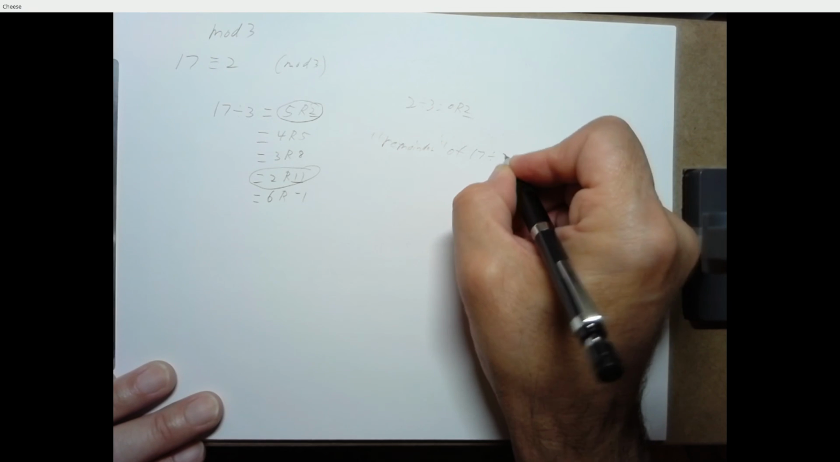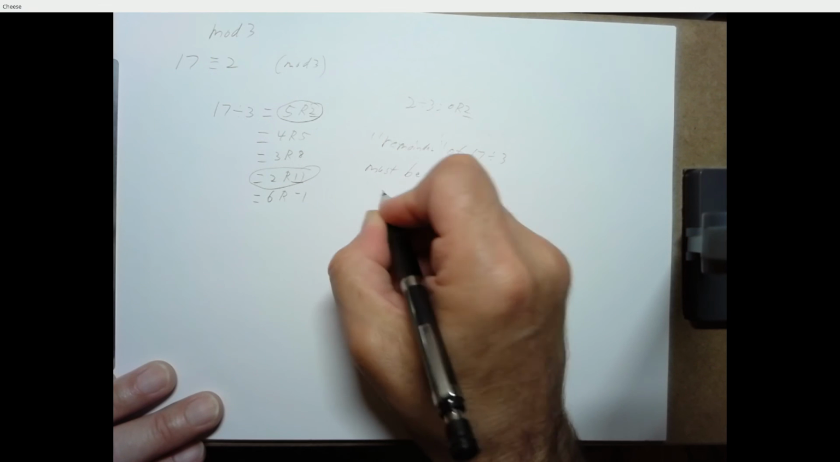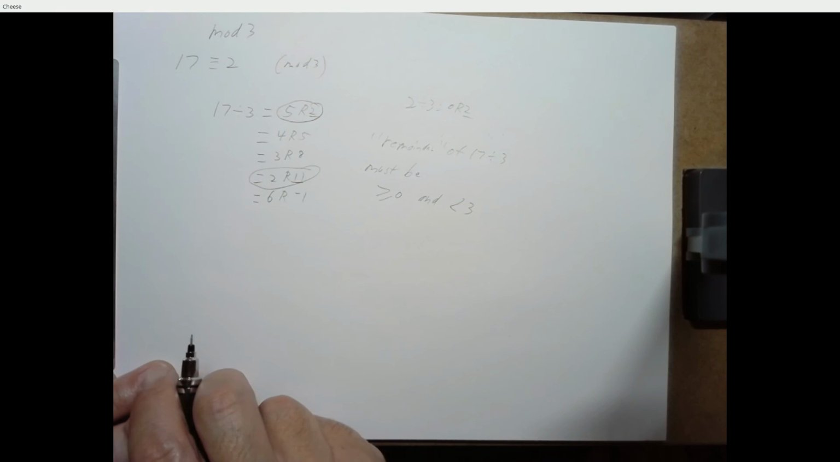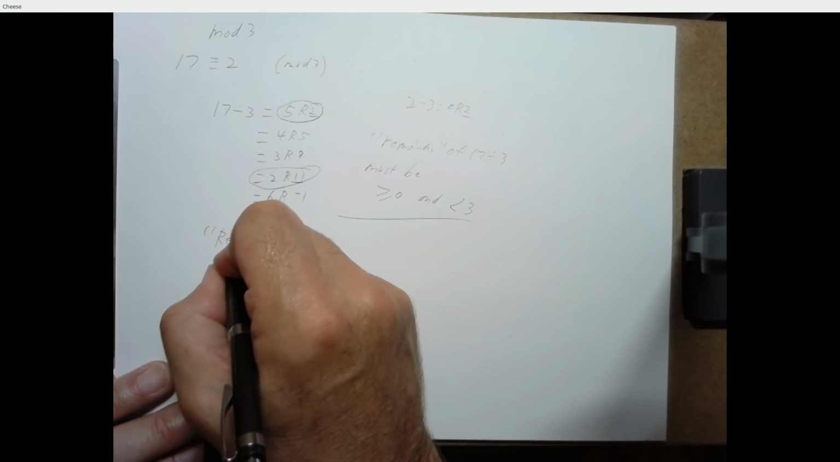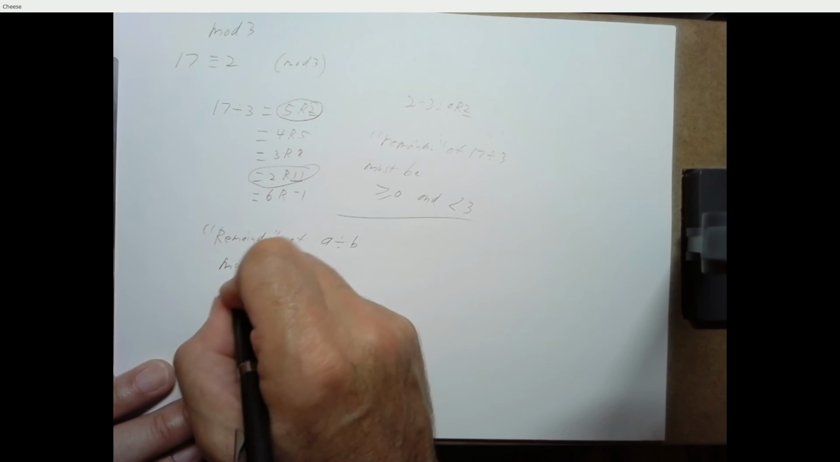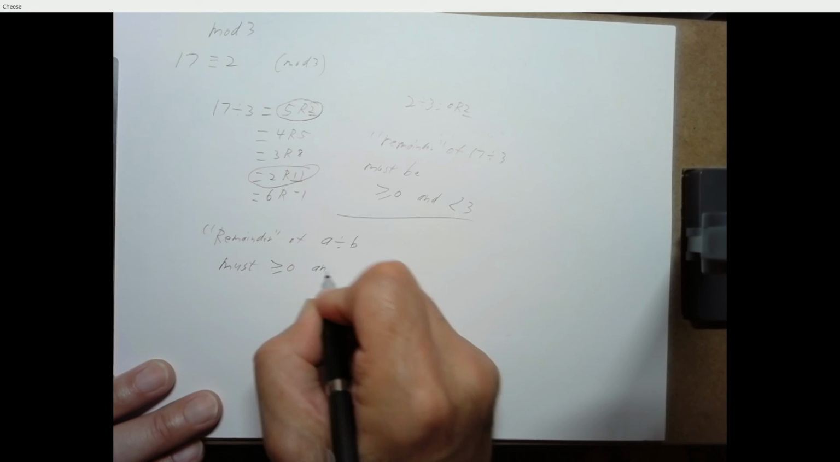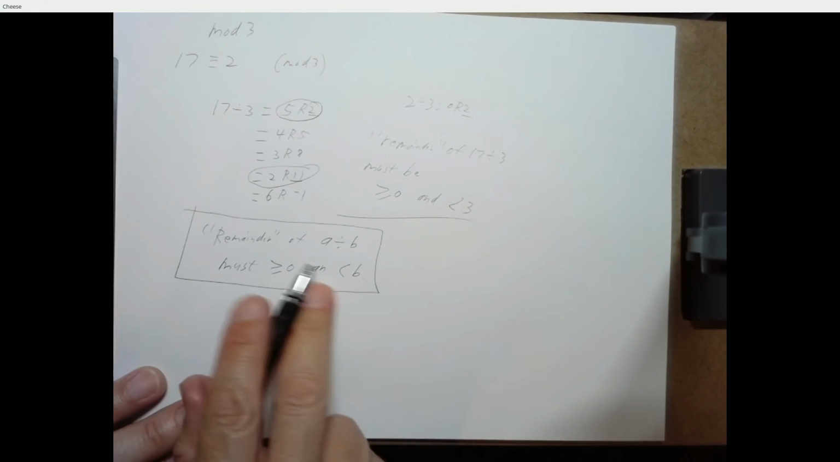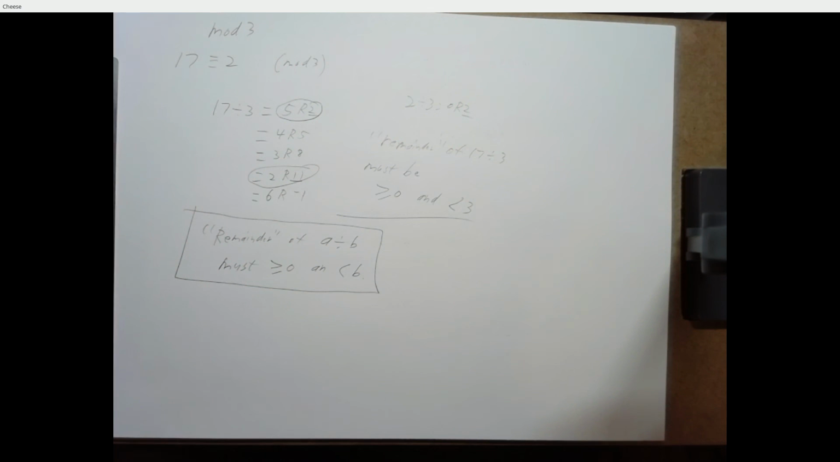So the remainder of 17 divided by 3 must be some number bigger than or equal to 0 and strictly less than 3. And more generally, when we talk about the remainder of A divided by B, it must be some number bigger than or equal to 0 and strictly less than B. And as long as we put this requirement on what we mean by a remainder when we do a division, then our definition that we just had will be valid. This idea that A is congruent to B means that A and B have the same remainder when you divide by whatever modulus you're working in.